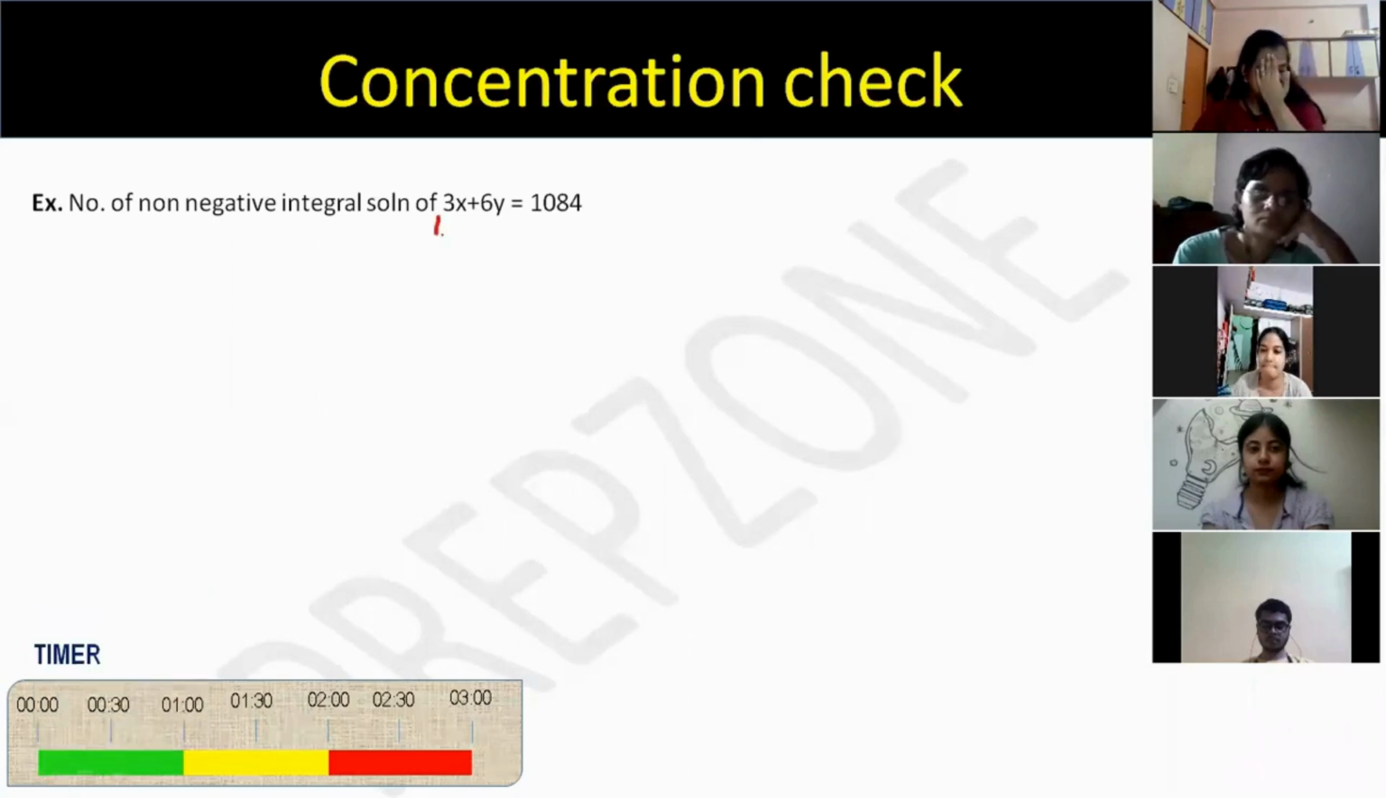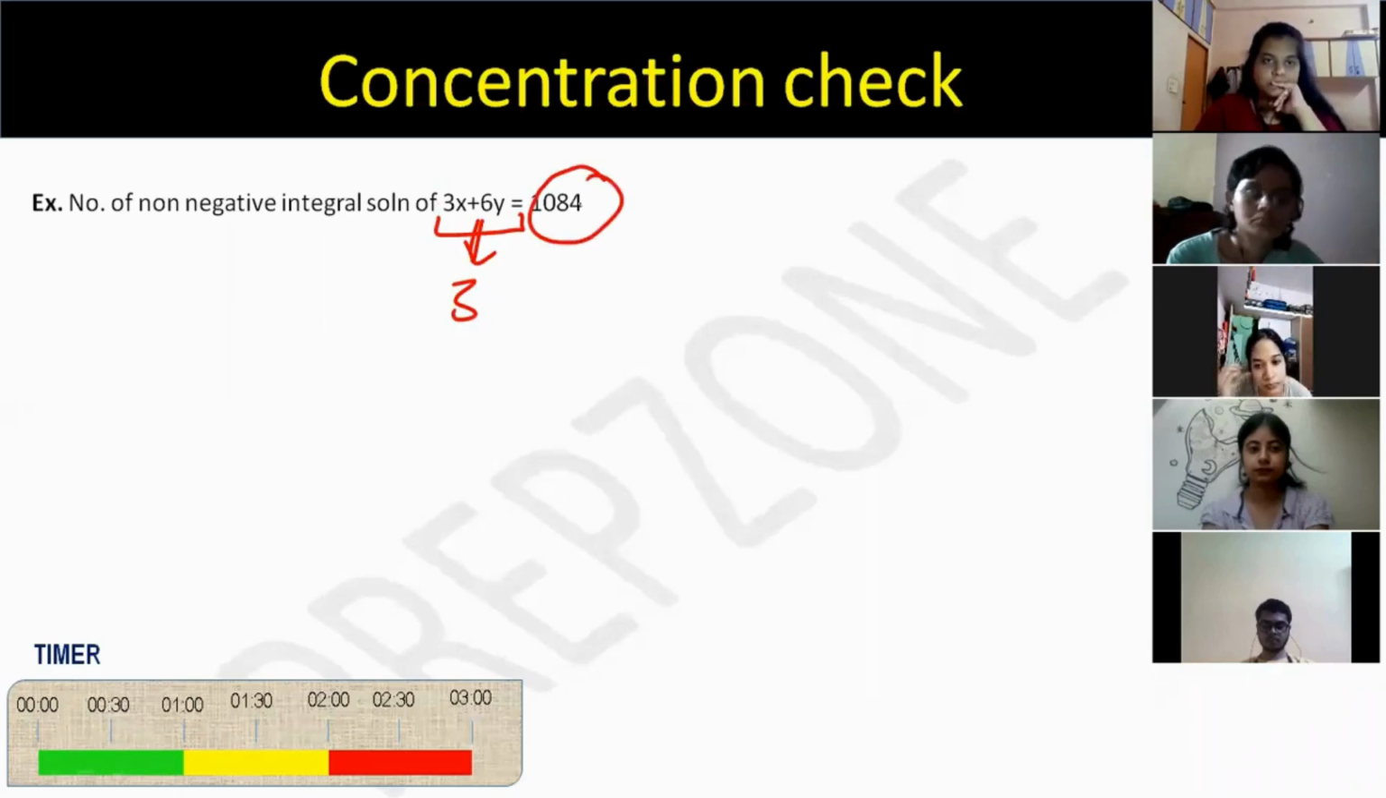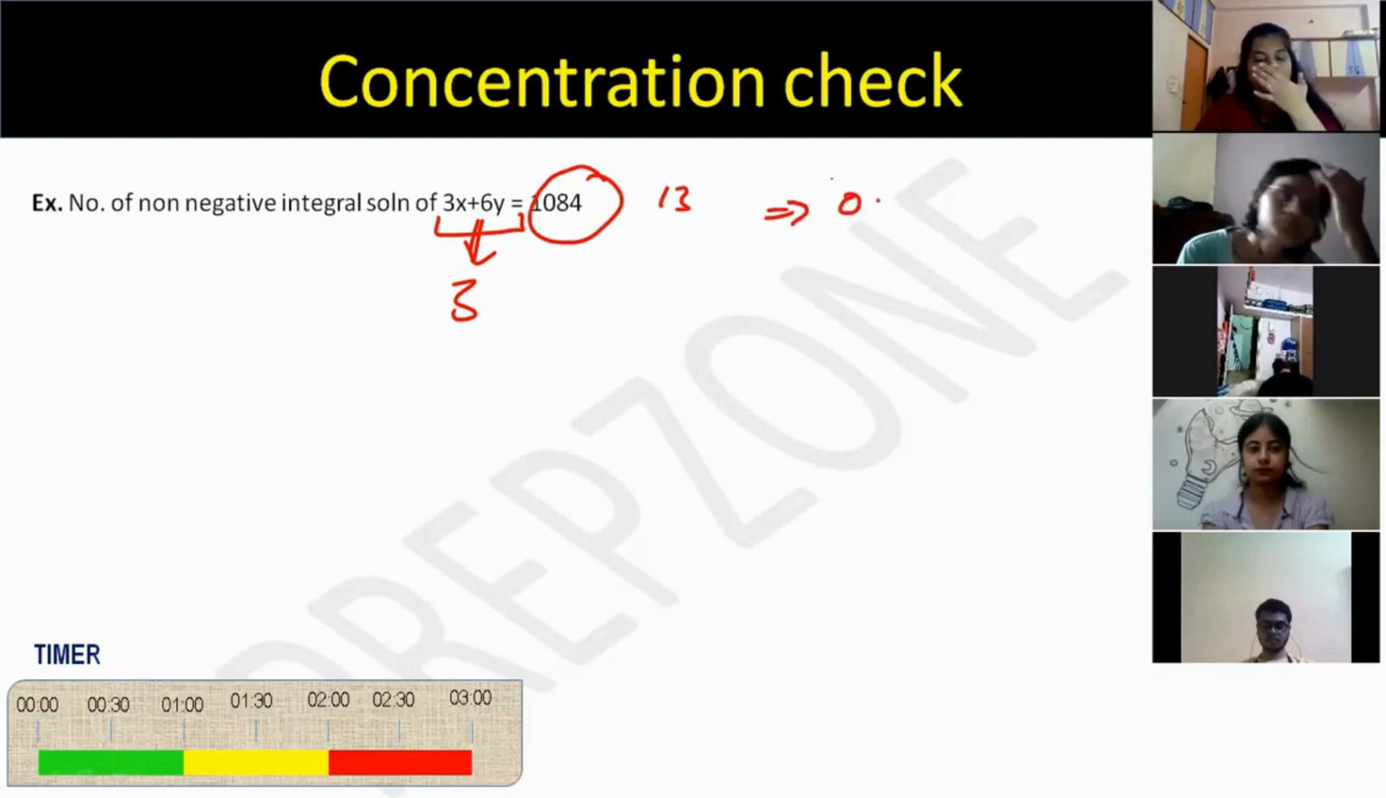So this is a multiple of which number? 3x plus xy? Misbah? 3. It's a multiple of 3, which means LHS is a multiple of 3. Let's check RHS. Is RHS a multiple of 3 or not? No. How do you check it? You just sum it, right? Yes, a digital sum. It is 13. So 13 is not a multiple of 3, which means there have to be no solutions for this. Okay. Dexter, no, the answer is not 3.